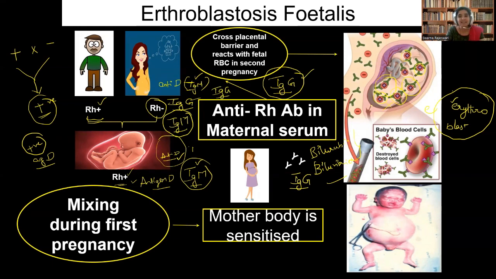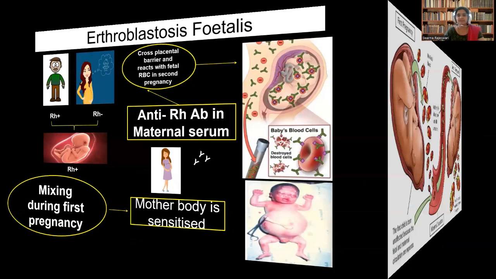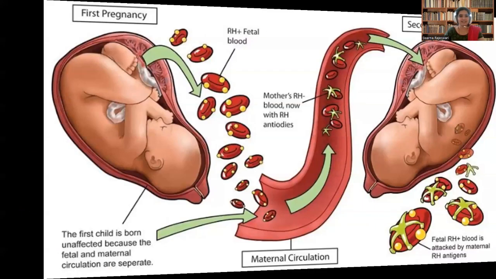So it is causing the death of the fetus by destroying the erythroblasts. Even when the birth happens, it results in the death of the fetus. Why? Because the liver is severely damaged by the release of bilirubin. Okay, so this is about erythroblastosis fetalis. Are you clear? So here it is clearly explained.